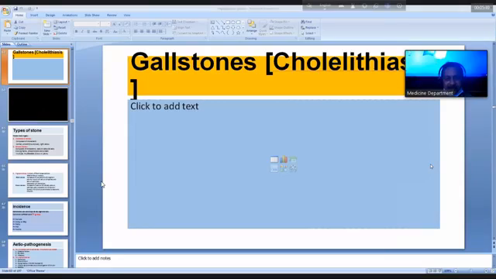It can be formed in the urinary system, we call it urolithiasis, and it can be divided into nephrolithiasis, ureterolithiasis, cystolithiasis. So the formation of the stone is one of the common surgical sequelae in many diseases. And today we'll discuss the formation of the stone in the gallbladder. So it is called cholelithiasis. Cholelithiasis means the formation of the stone in the gallbladder.